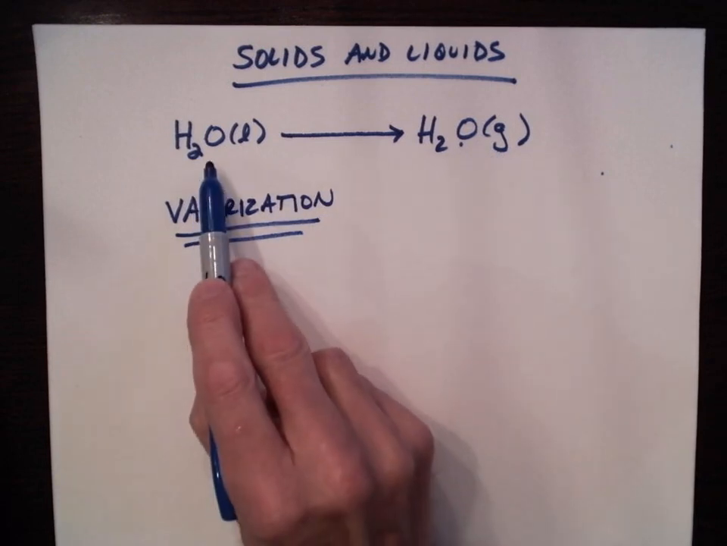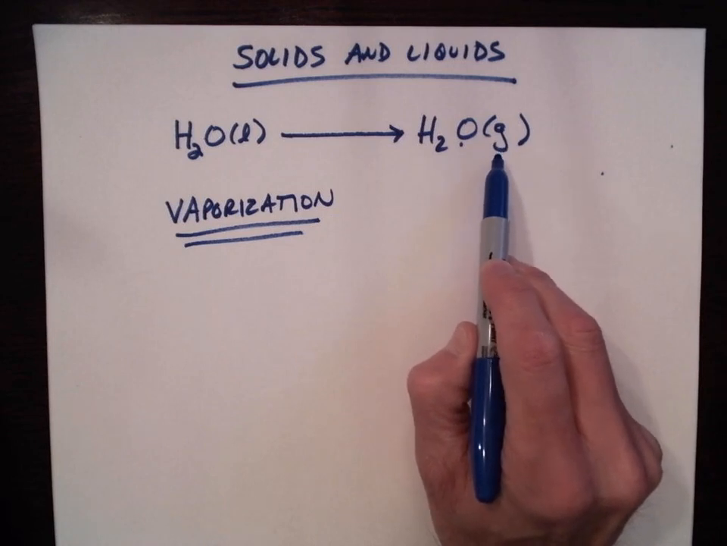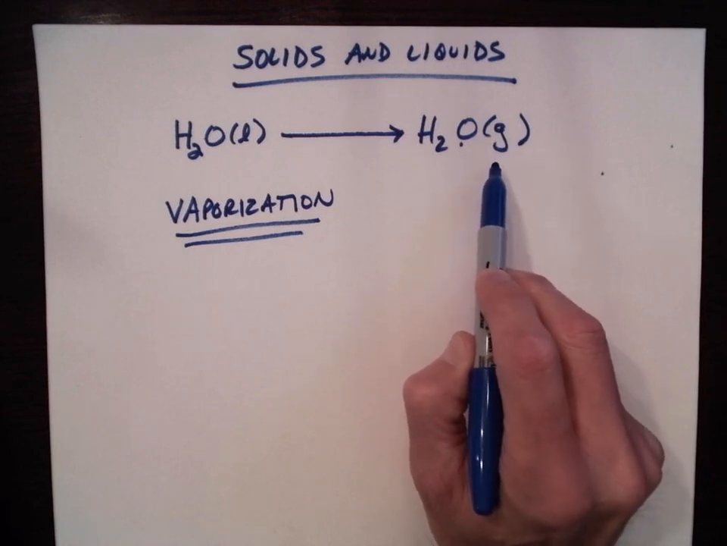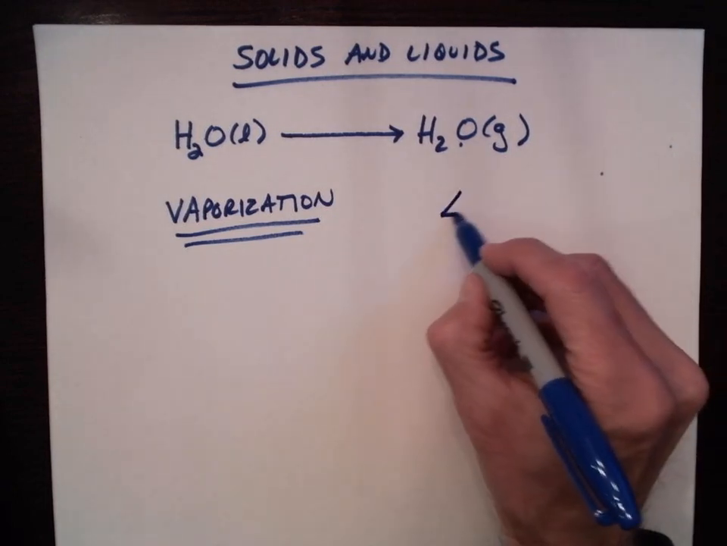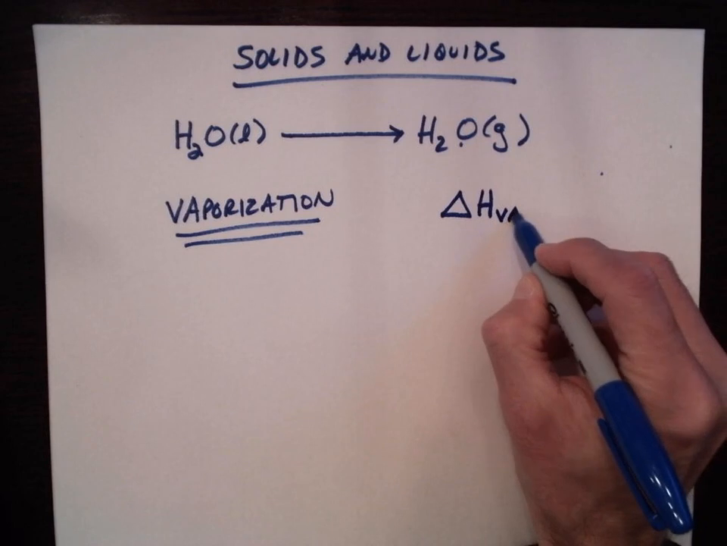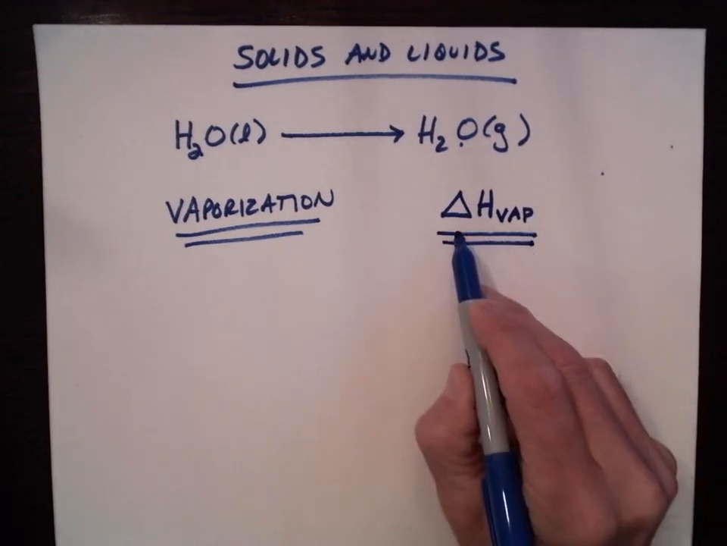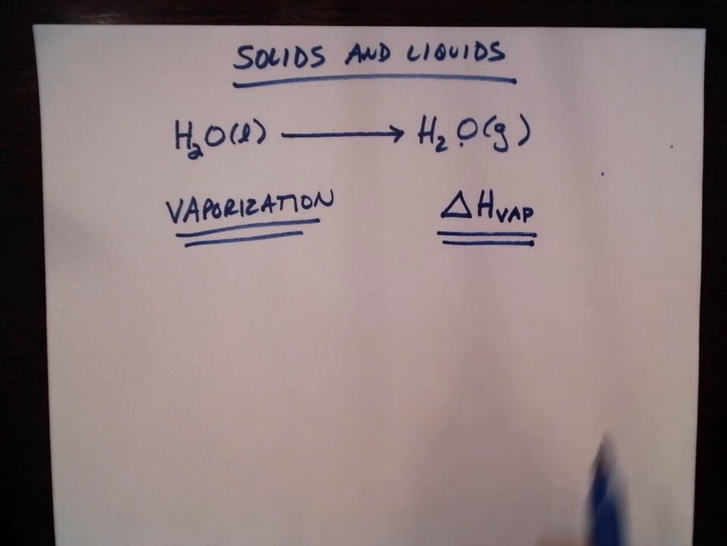You're going to need to put energy into liquid water or any other liquid to separate the molecules in the liquid so that they can become gaseous in the gas phase. We symbolize the enthalpy associated with this process as delta H subscript vap, which stands for the enthalpy of vaporization.